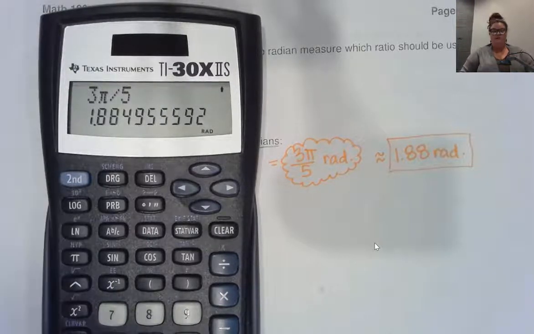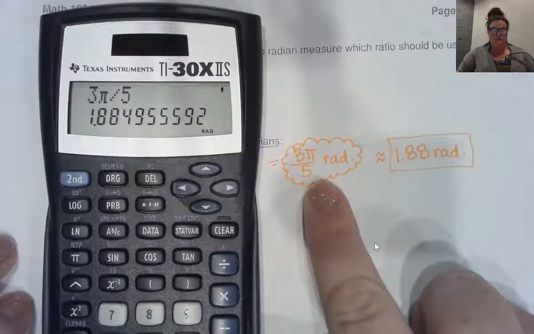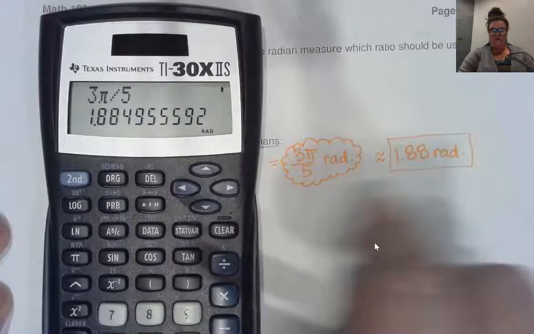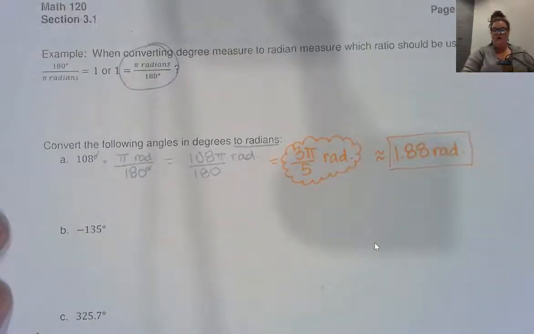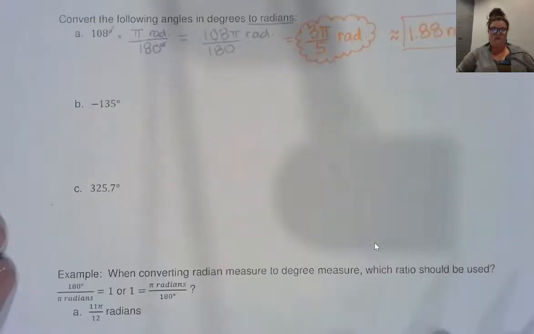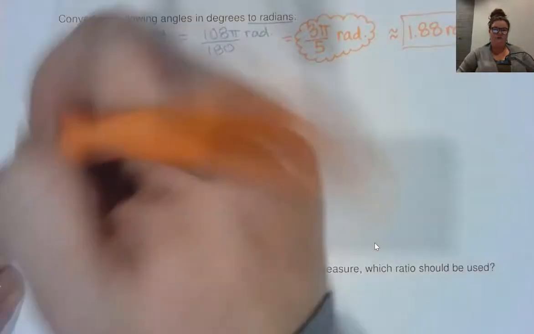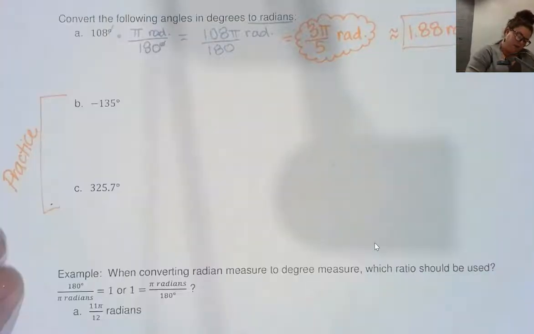So just depending on what they ask you to round it to, I just wanted y'all to have a little experience calculating it both with a pi measure, pi radians, and then also as a decimal measure. All right. So what I would like for y'all to do is do the next 2 conversions here. These 2 are going to be practice problems.